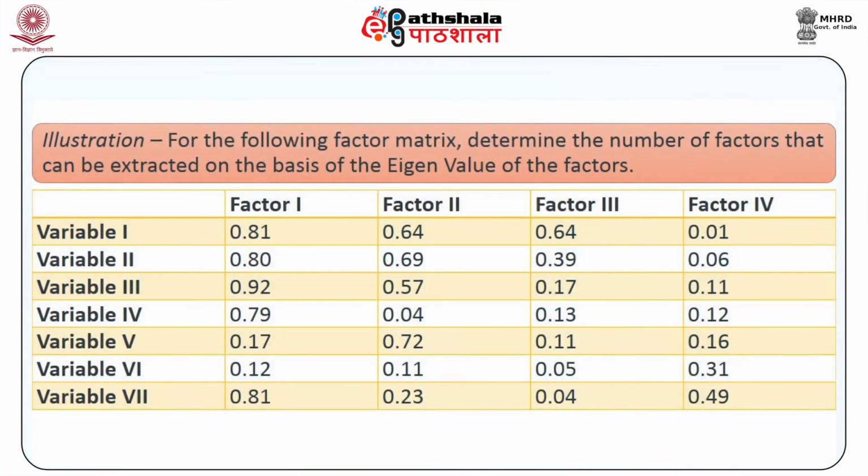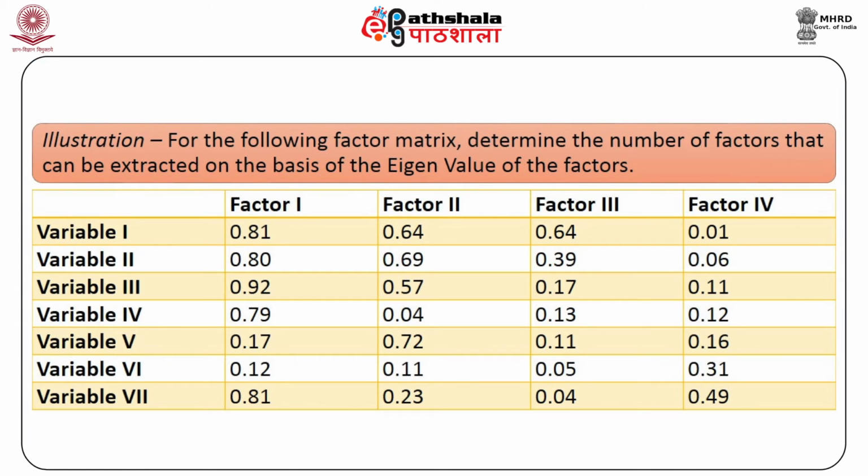Factors with eigenvalue less than 1 are not considered for contributing to the variance and hence are not given importance at all. The Statistical Package for Social Science, that is SPSS, makes use of this method when extracting factors. Let us have an illustration of this method also and determine the number of factors that can be extracted on the basis of eigenvalues of the factors.